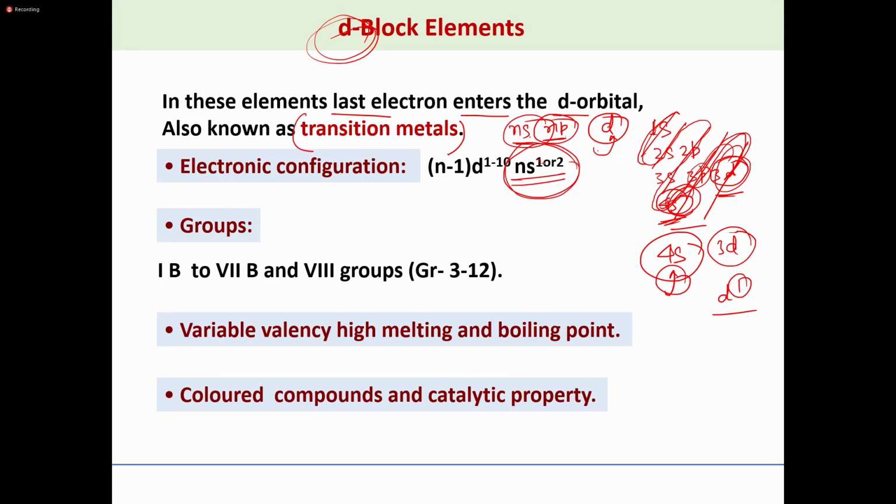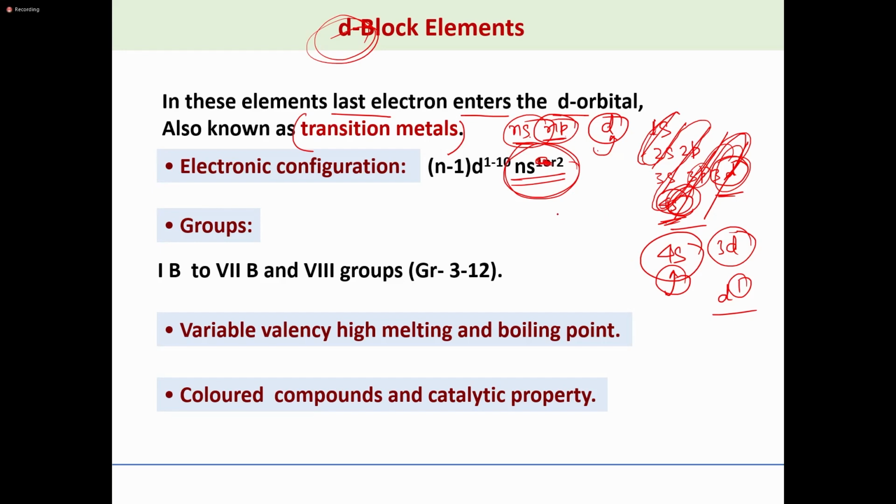It will actually be ns2, always ns2. That means this 4s orbital is always filled up. Then the d orbitals will have one electron, two electrons, three electrons, up to 10 electrons. Okay.